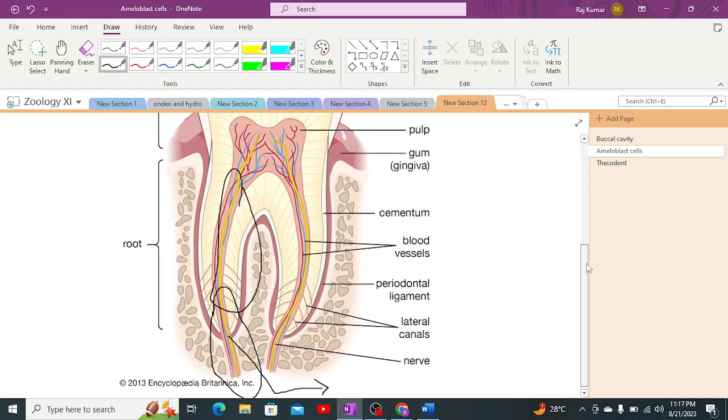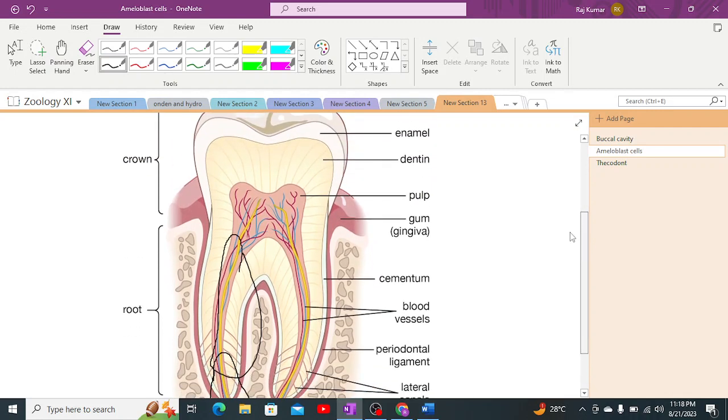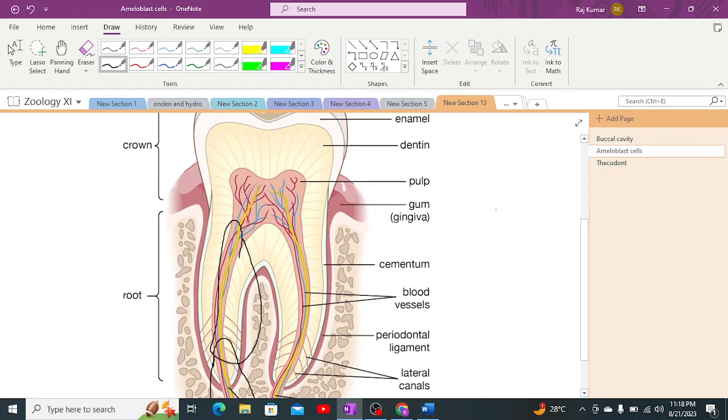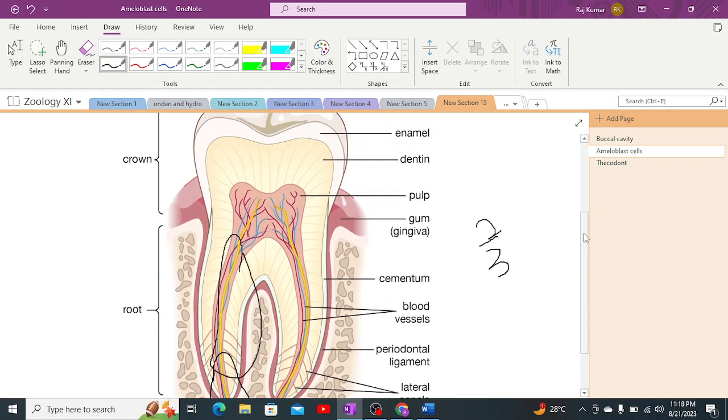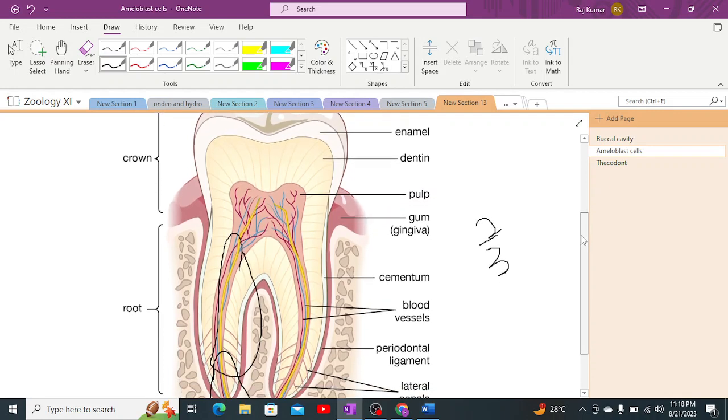After which there is periodontal ligament. Periodontal ligament is the ligament which is made up of connective tissues, and that forms the outermost layer. And one interesting fact is that the root of the tooth forms two-third of the complete tooth, which means around 66.66% of the tooth is composed of root.